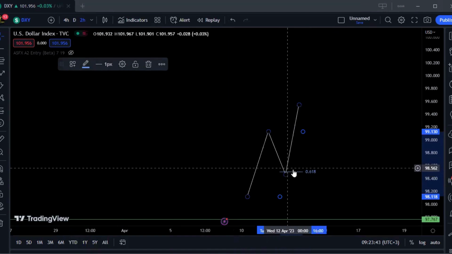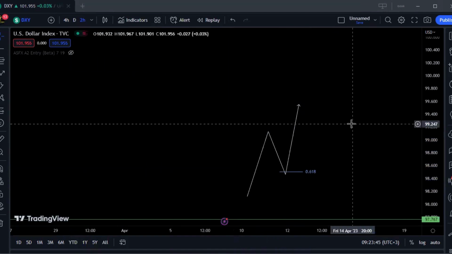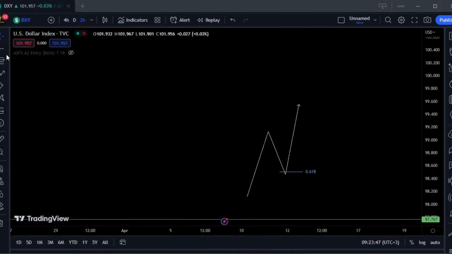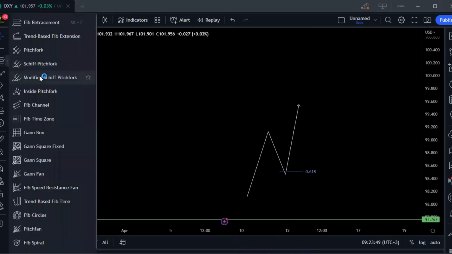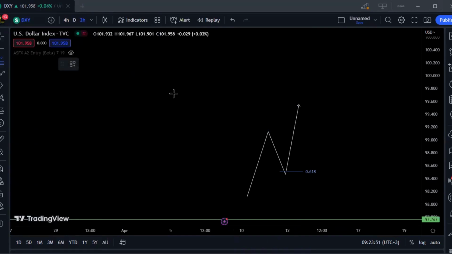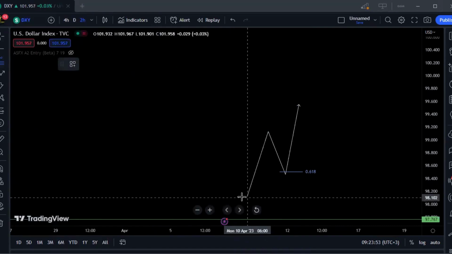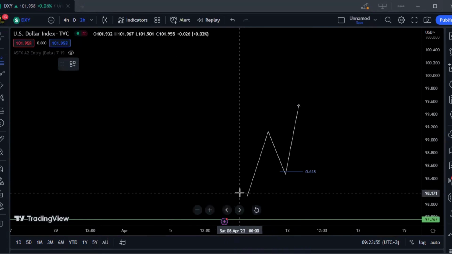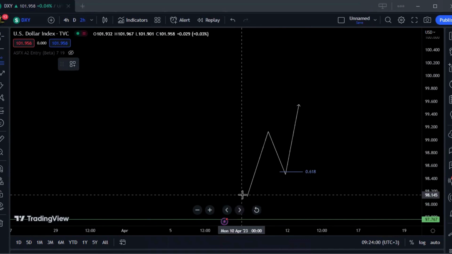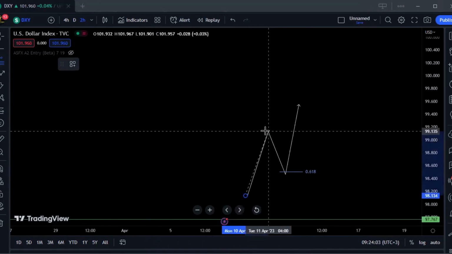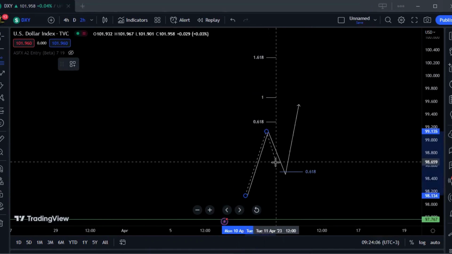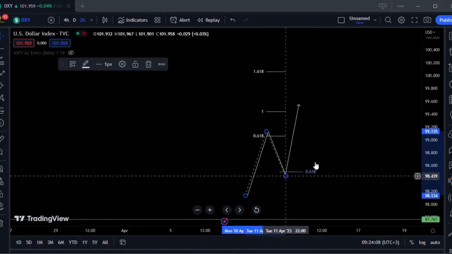Now, after you got your entry, where do you place your take profits? Where do you exit the trade? That's where the Fibonacci extension comes in play. The Fibonacci extension is like a tool where it actually uses 3 touch points. So you place it where the wave began, where the wave extended to, and where the wave retraced to.